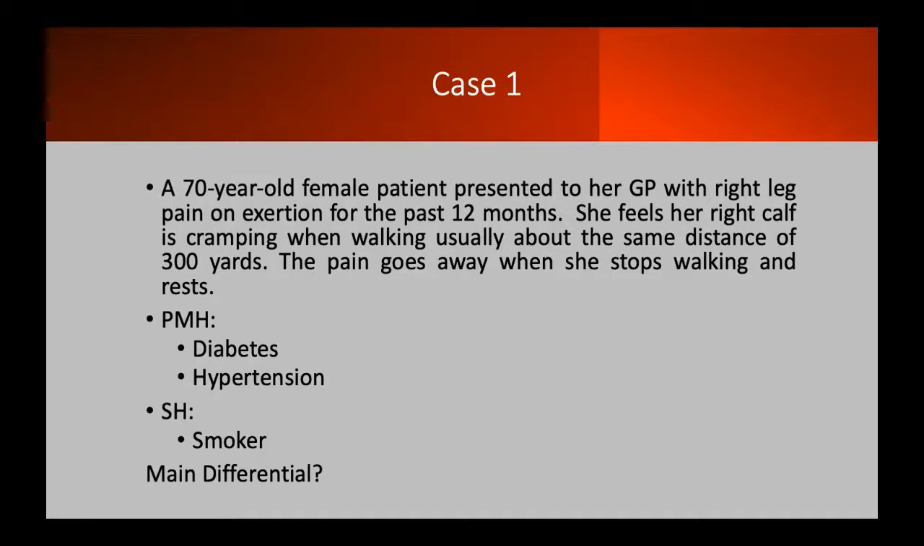Just moving on and giving a case, just a flavor of what something can present as. You have a 70-year-old female patient who presented to her GP with right leg pain on exertion for the past 12 months. She feels her right calf is cramping when walking, usually after about 300 yards. The pain goes away when she stops walking and rests. She has a past medical history of diabetes and hypertension, and she's a smoker. Main differential, if you would like to pop that in the chat.